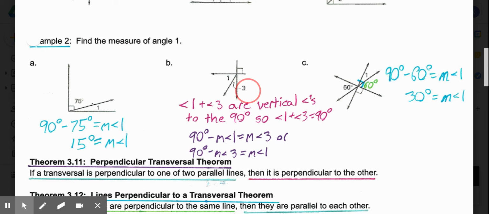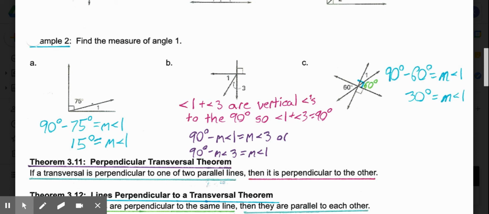But we don't know the measure at angle 3, so that's as far as we can take this to find the measure at angle 1. We could just give the equation. The measure at angle 1 equals 90 minus the measure at angle 3.